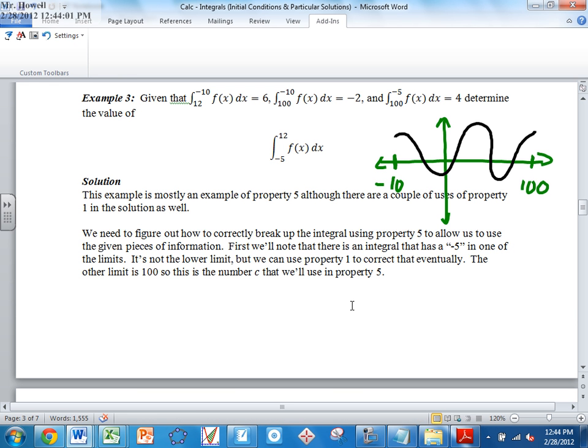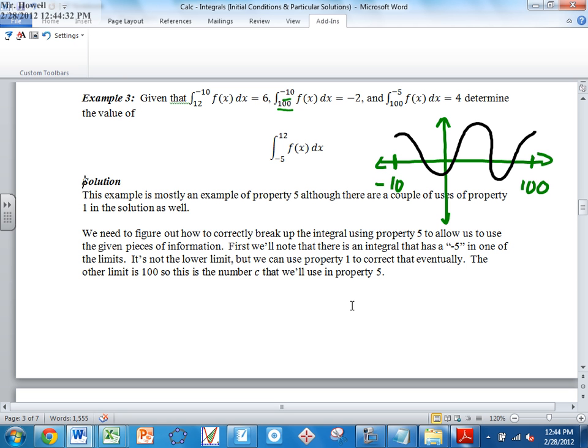All right. So let's say the function looks like that. And if you want to find the integral from negative 10 to 100, that's just the area underneath this curve, right? So this middle one is from 100 to negative 10. So what would the actual area be from negative 10 to 100? Two. Be careful. This is the integral from 100 to negative 10. The area is negative 2.